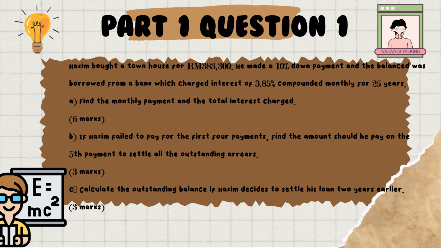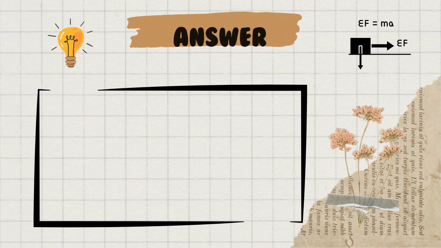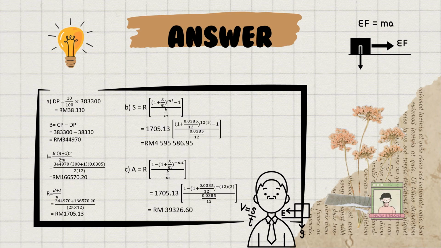Hazim bought a townhouse for 383,300 ringgit. He made a 10% down payment and the balance was borrowed from a bank which charged interest of 3.85%, compounded monthly for 25 years.